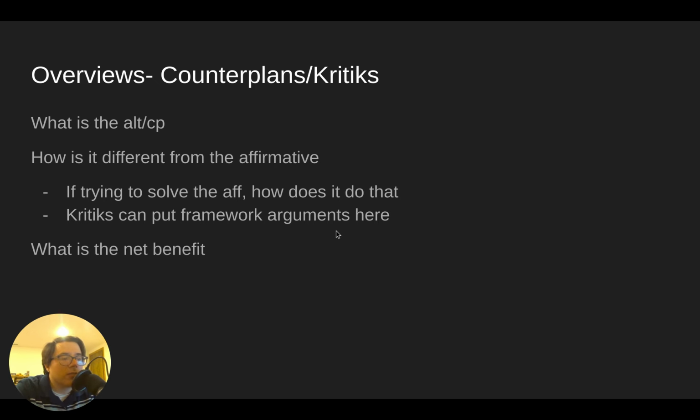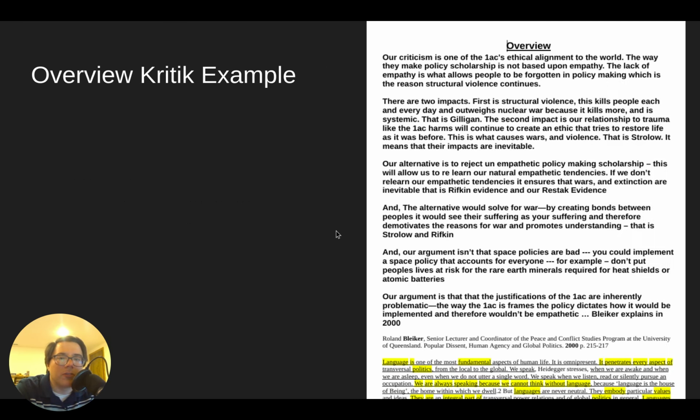Critiques oftentimes will put framework arguments here, arguments about how debate might not leave the room, or that judges should be social advocates, or whatever sort of framing and judge instruction they want the judge to occupy positionally for evaluating the debate. And then the last thing that I think is always important for these types of overviews is the net benefit. Make sure it's crystal clear to the judge that voting for this counterplan has X net benefit.